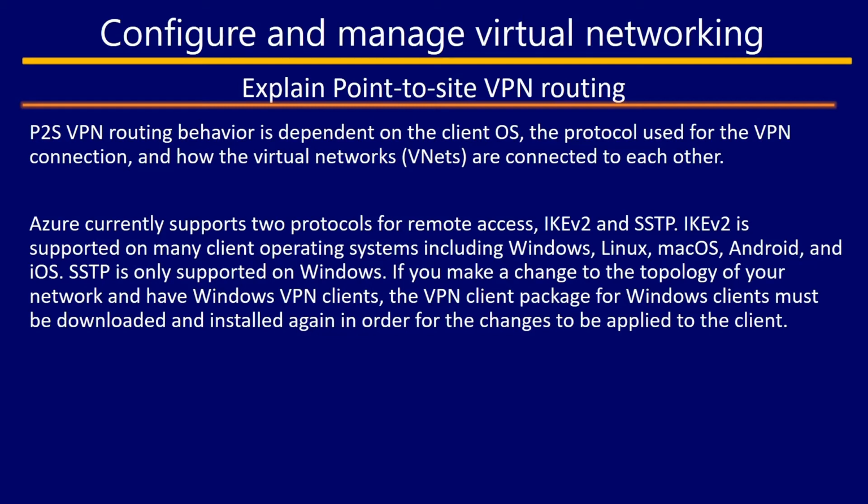Azure currently supports two protocols for remote access, that is IKEv2 and SSTP. IKEv2 is supported on many client operating systems including Windows, Linux, Mac OS, Android and iOS. SSTP is only supported on Windows. If you make a change to the topology of your network and have Windows VPN clients, the VPN client package for Windows clients must be downloaded and installed again in order for the changes to be applied to the client.